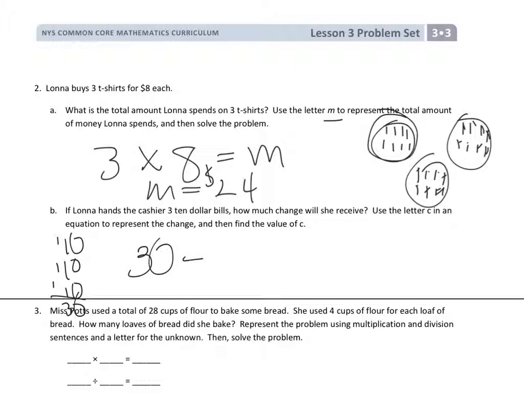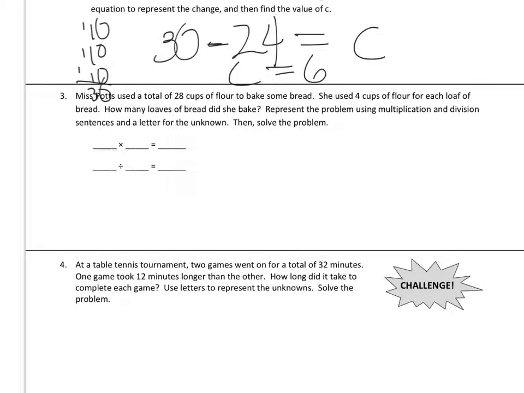And the cashier is going to keep 24, so she's going to take away 24 from the 30. Right? Because we got that 24 from here. That's the total cost, and that equals C. So C equals 6, because 30 minus 24 is 6. Let's go ahead and do number 3.